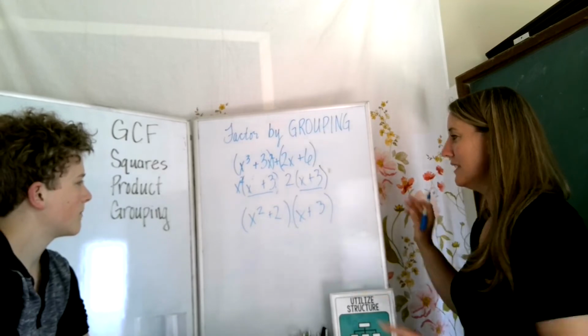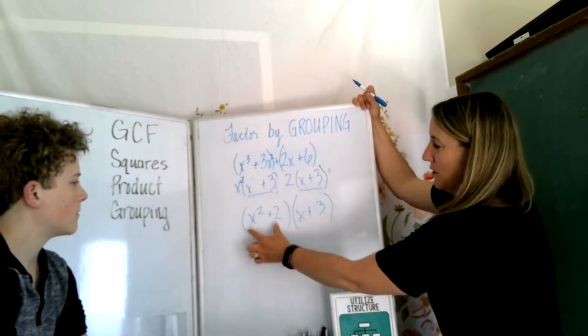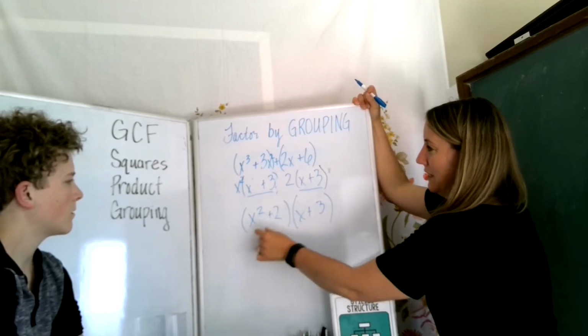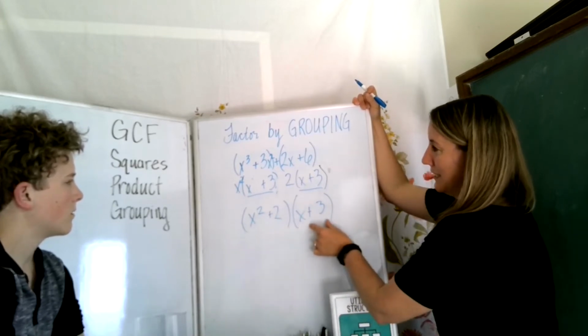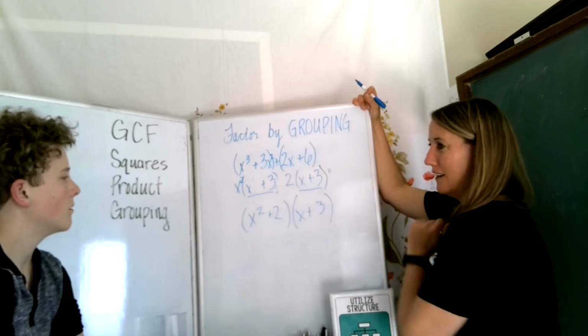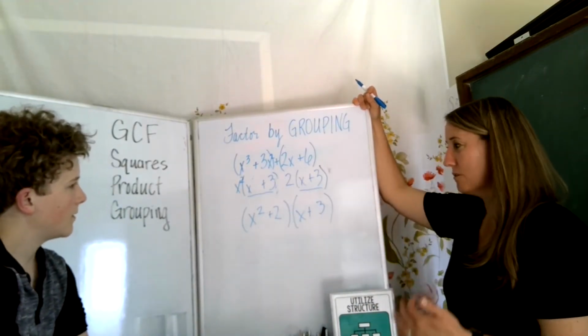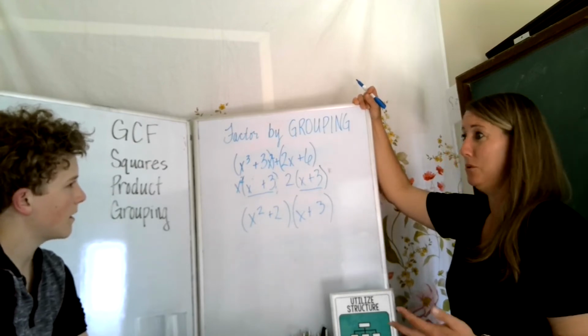And the reason we can do that is that if you were to use the distributive property, you'd have 2 times x plus 3, and you'd have x squared times x plus 3, which is exactly what we had up here. So you see how we can use grouping to rewrite the equation. Cool, huh? Yeah.